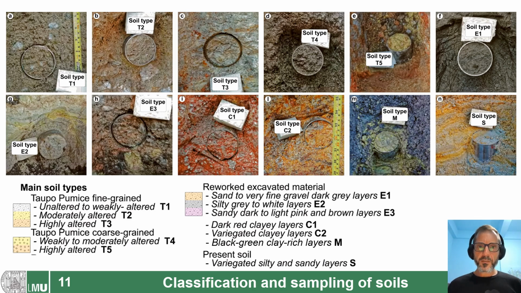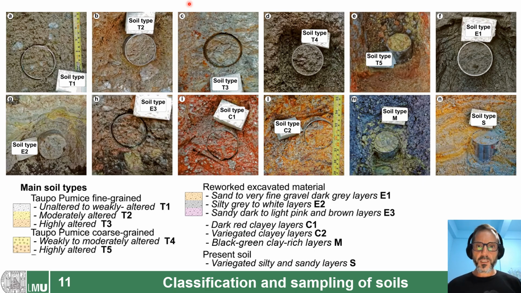So in the end, we classified 11 soil horizons. Five included the top of the pumice unaltered and four altered versions of it. Three included material from excavated areas. Two are contact soils between the reworked and the main type of soils. And then we also characterized the present soil, which is the unaltered Taupo affected by vegetation.